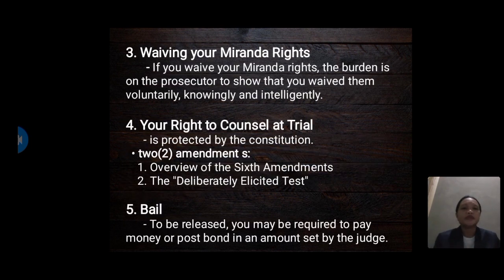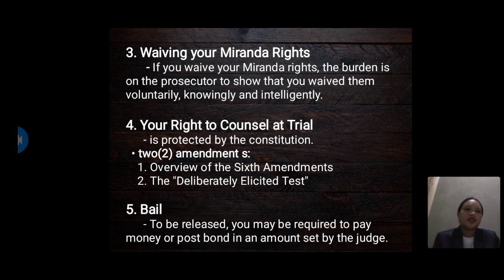I'm so sorry. So third is waiving your Miranda rights. If you waive your Miranda rights, then the burden is on the prosecutor to show that you waived them voluntarily, knowingly, and intelligently. So if you are waiving your Miranda rights, you should know, or the prosecutor read your Miranda rights. You are voluntarily waiving your Miranda rights.